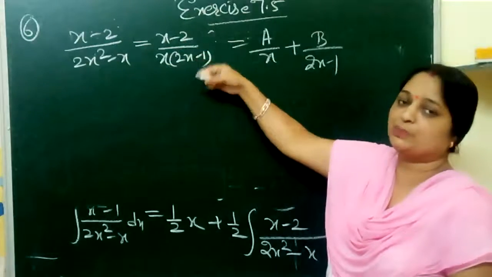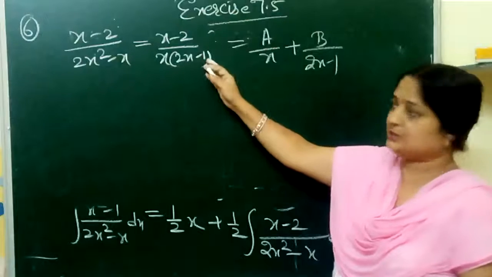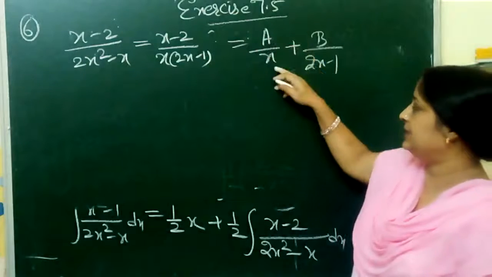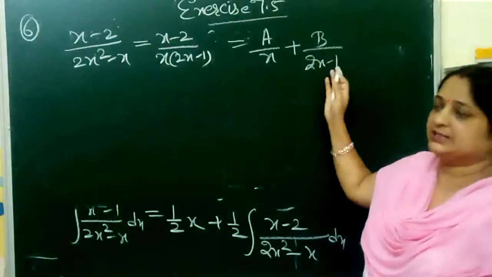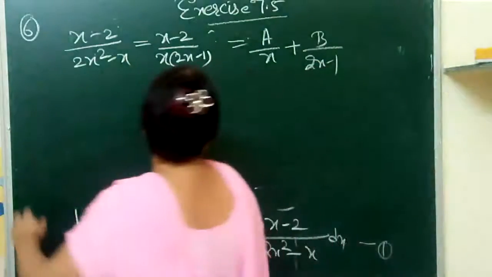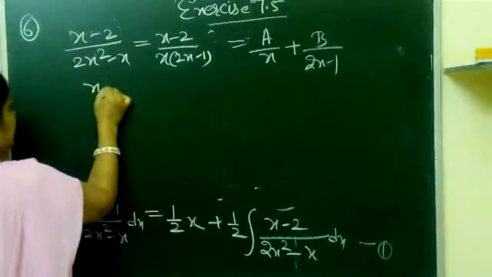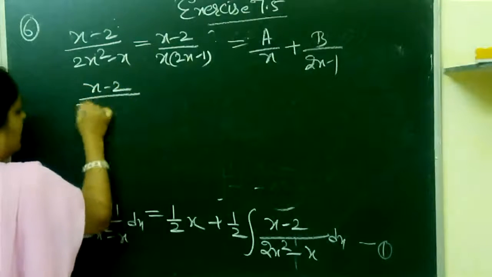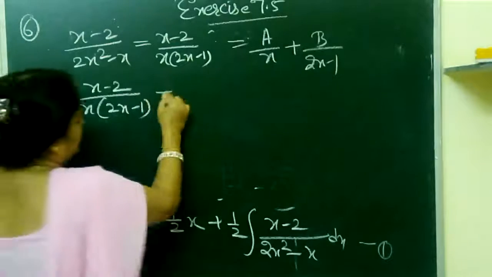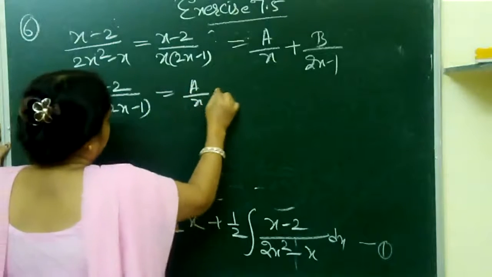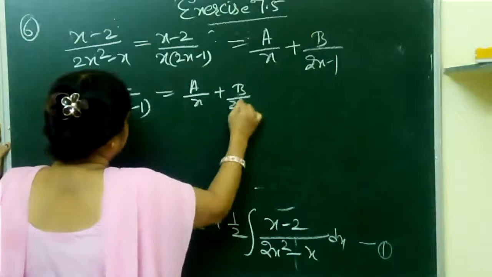px plus q upon (x minus a)(x minus b) or (x plus a)(x plus b). So we will apply here a upon x plus a plus b upon x plus b, or any minus sign. So we are using this here. After that, the value of (x minus 2) upon x(2x minus 1) is equal to a upon x plus b upon 2x minus 1.